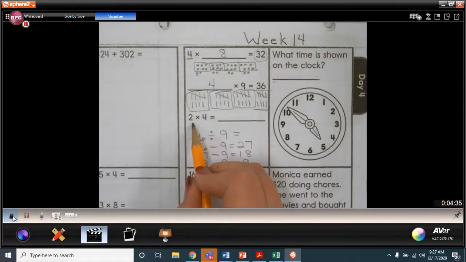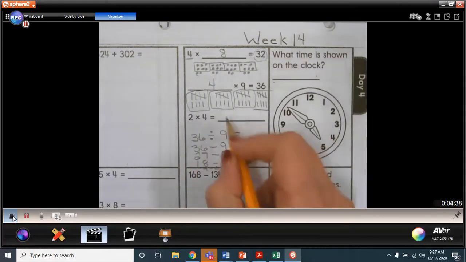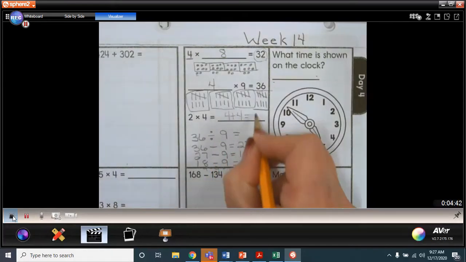Our next equation is 2 times 4, 2 groups of 4, which is 4 plus 4. 4 plus 4 is 8.